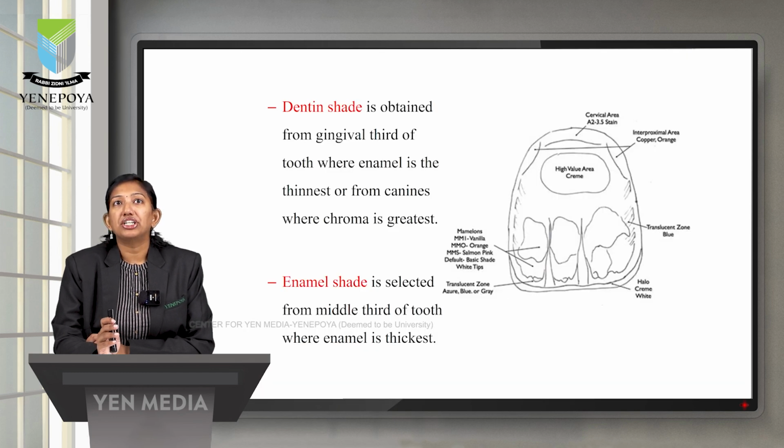Now, dentin shade is obtained from the gingival third because, as I said earlier, the chroma is the greatest in the cervical 1/3, because the thickness of dentin is more in the cervical 1/3 and the thickness of enamel is least in the cervical 1/3. So, enamel shade should be selected from the middle third or the incisal 1/3.